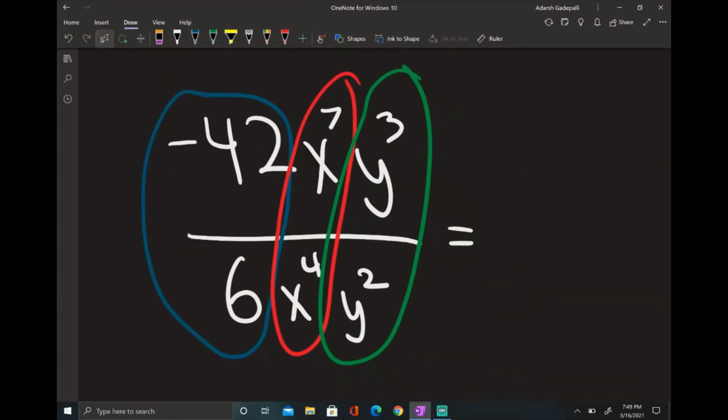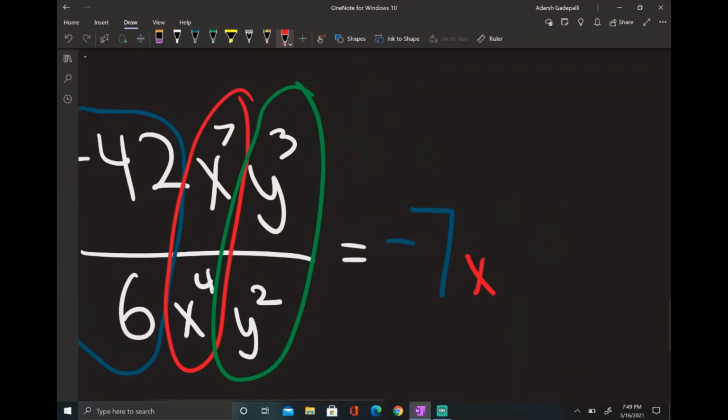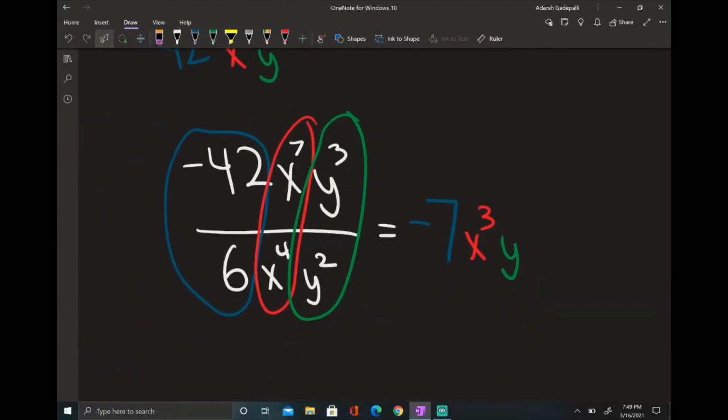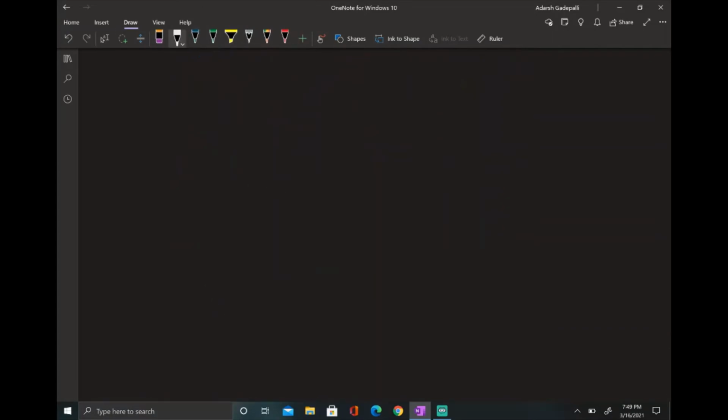Same concept as multiplication, you just want to divide the like terms. -42 divided by 6, we know that's -7. Then x to the 7th divided by x to the fourth. The property of division for exponents is subtraction, so 7 minus 4 is 3, so x to the third. And then y cubed divided by y squared, 3 minus 2 is 1, so y to the 1, which is just y, so you don't even need to write that 1. That would be your final answer.